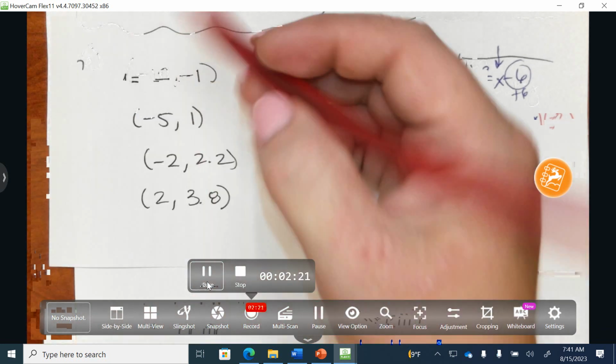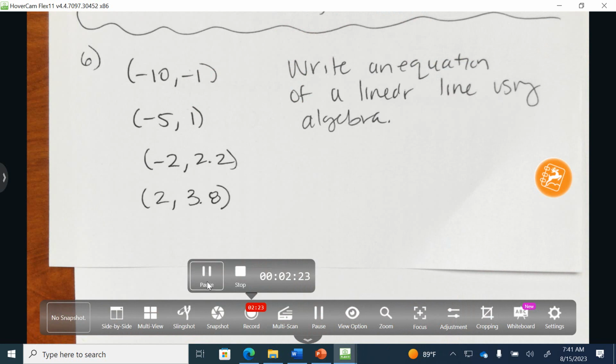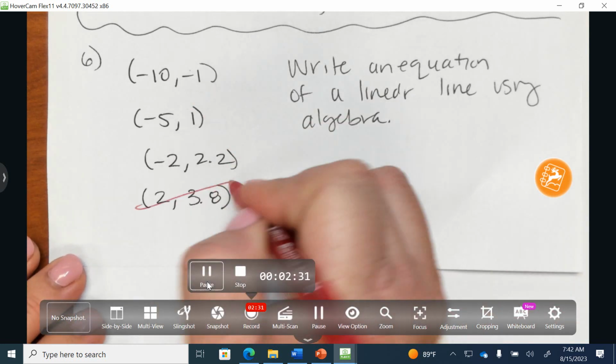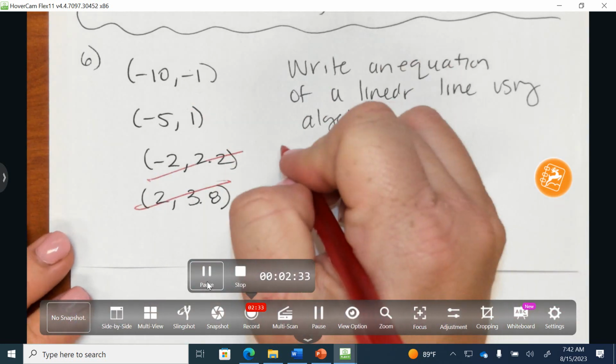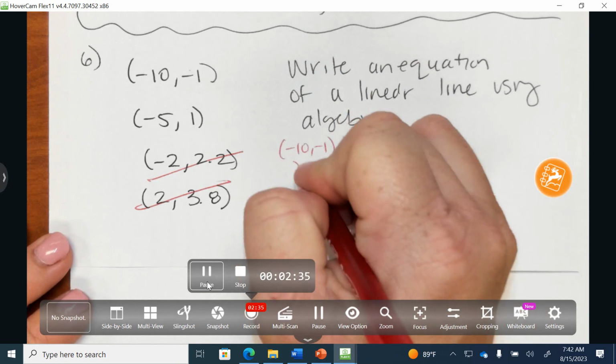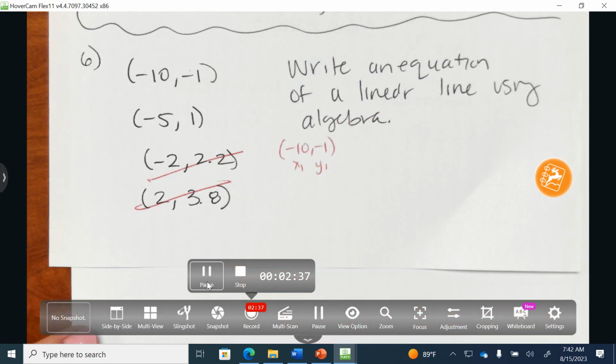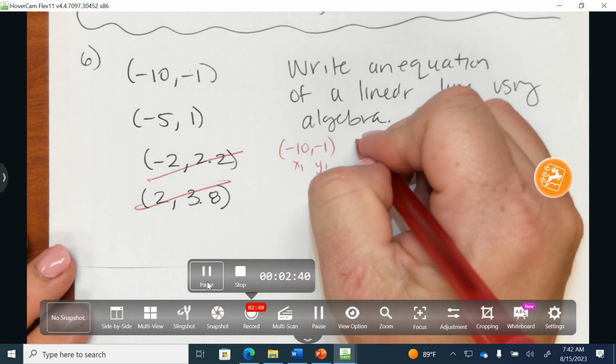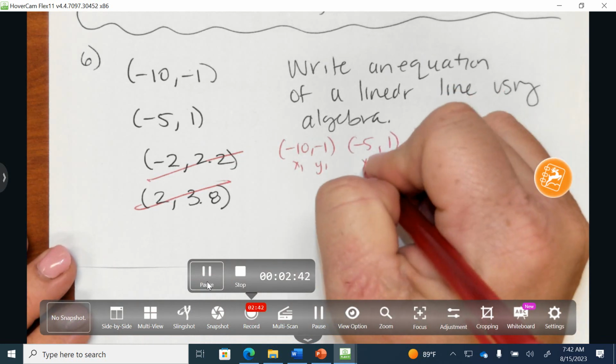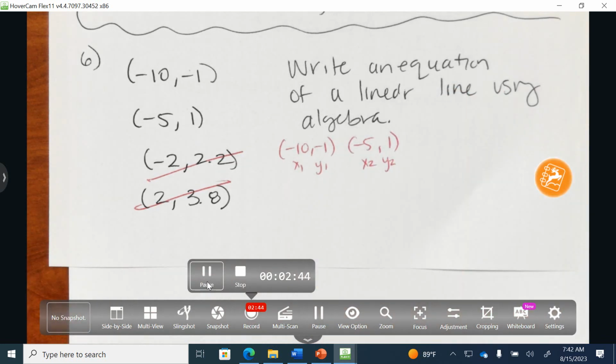Without using a calculator, I'm provided with 4 data points from a particular linear line. We want to write the equation of the line. I only need 2 points to write the equation of a linear line. When I look here, I don't want to work with decimals, so I'm going to cross those out. I'm going to say negative 10, negative 1 is the first ordered pair, so it's x sub 1 and y sub 1. And negative 5, 1 is the second ordered pair, so it's x sub 2 and y sub 2.